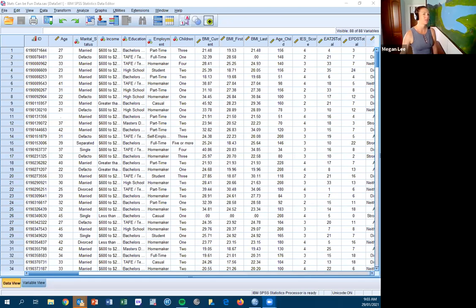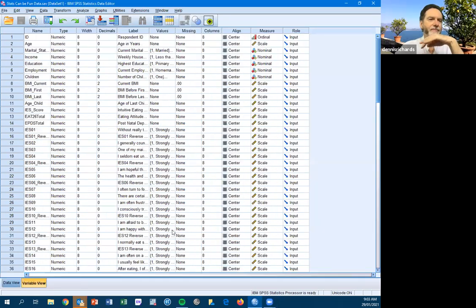Okay. Can everybody see the SPSS variable? Oh, it's the data view. Can everyone see that? Yes. Great. I'll switch over to the variable view.